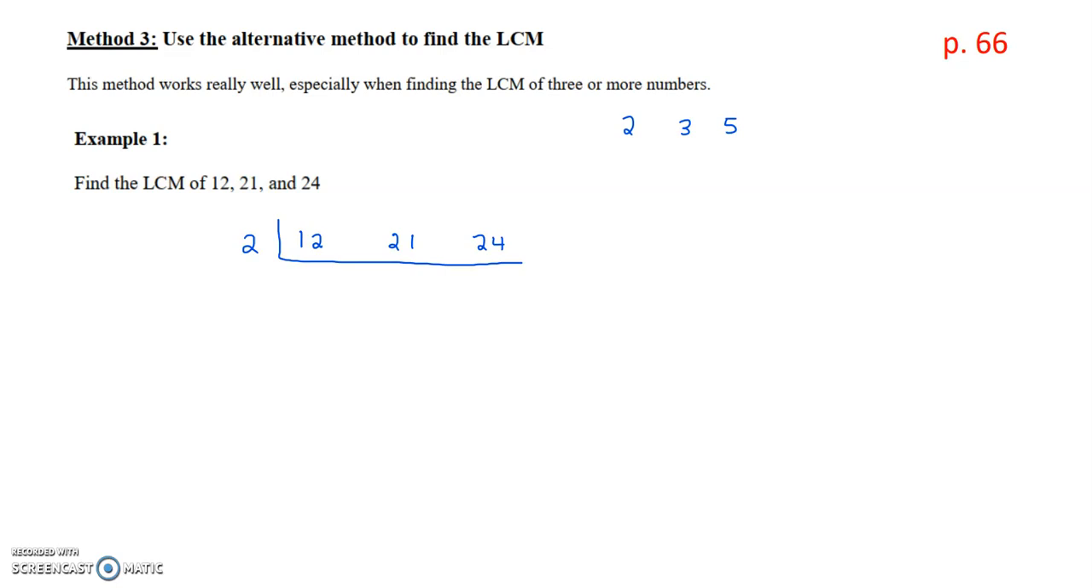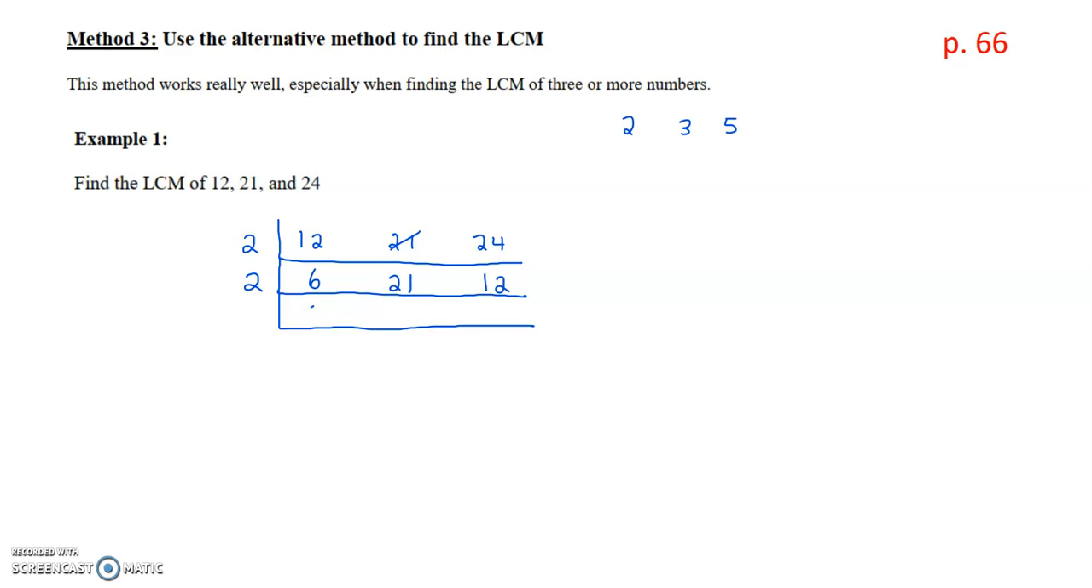Okay. So what I'm going to do is make a second row so that I can put the answer underneath. 12 divided by 2 is 6. 21 is not divisible by 2, so I just copy it down. 24 is divisible by 2, so I divide it by 2, and the answer is 12. So my first row is done, and I just continue doing this. I go ahead to my second row.